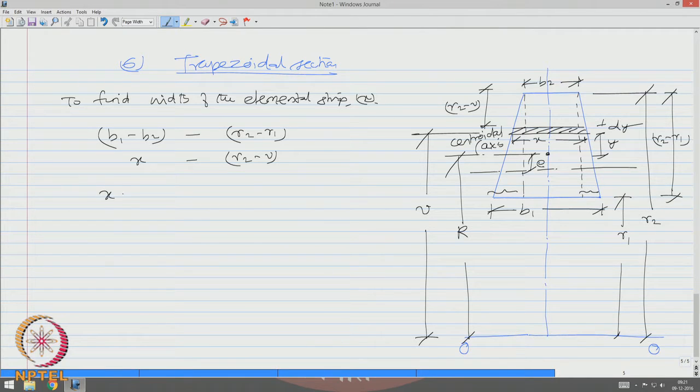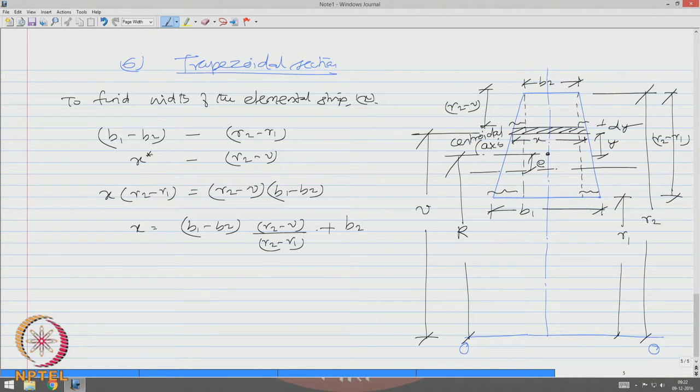So, cross multiplying, x over R2 minus R1 will be (R2 minus V)/(B1 minus B2). So, x is (B1 minus B2) over (R2 minus R1) times (R2 minus V), of course plus B2, because this is only the slope, we are getting only this distance, which we can rather call as x star. Therefore, x will be actually equal to this plus B2.